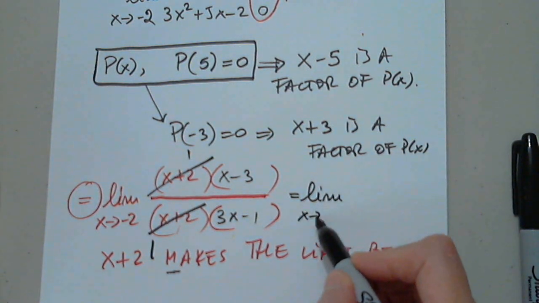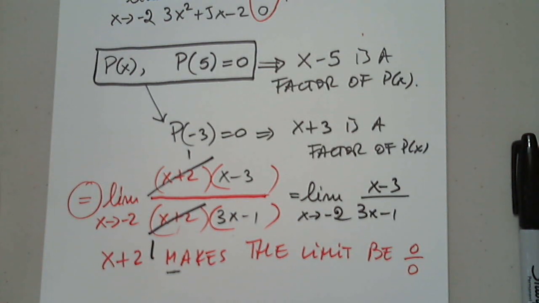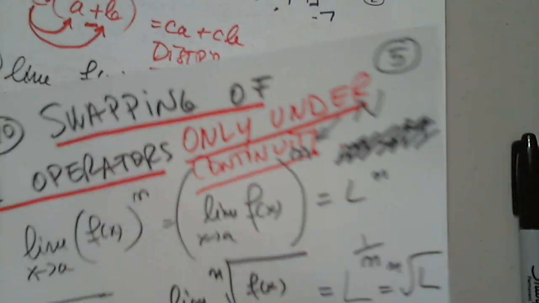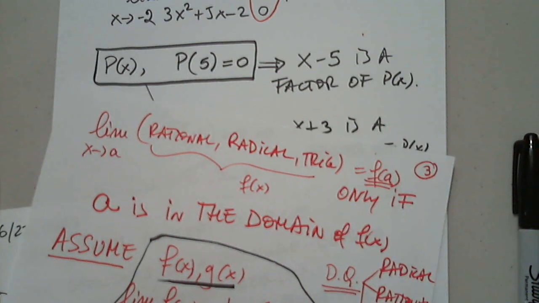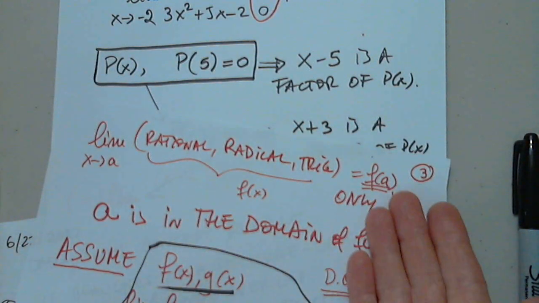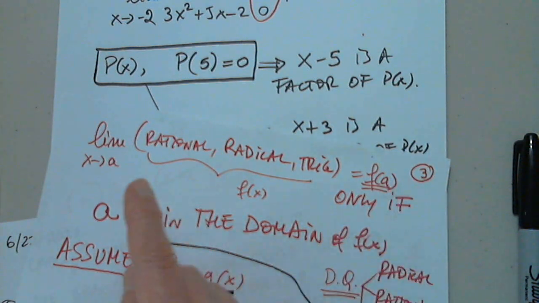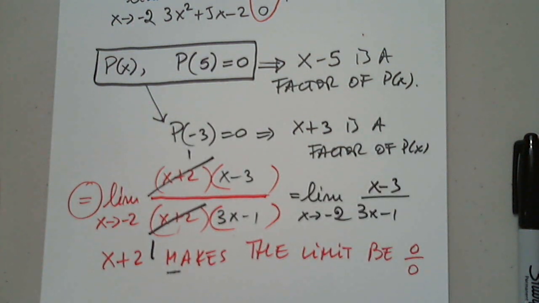So then the limit as x approaches negative 2 of x minus 3 over 3x minus 1. At this point, negative 2 is in the domain of this function, and we have that limit law that says the limit of a rational function is simply determined by plugging it in as long as this number is in its domain. So, can anyone give us the final answer? And now I drop the limit operator. Never before.